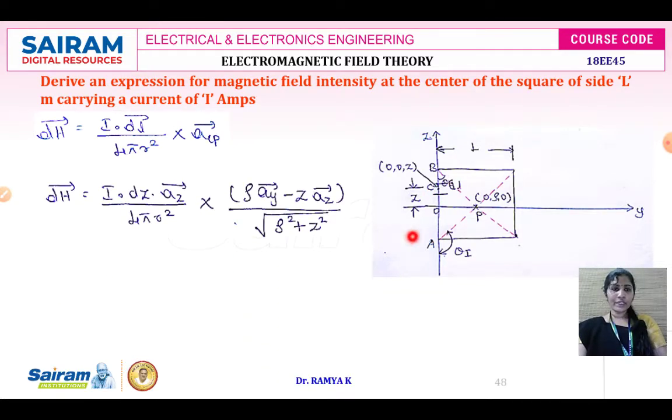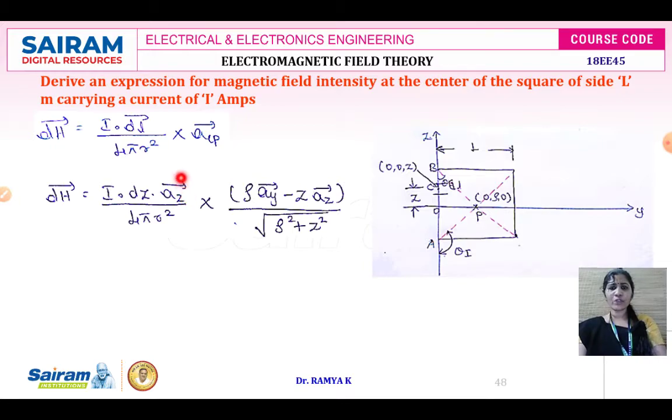When you identify the distance between the cause and effect, from point C to point P, it is effect distance minus cause distance: 0 minus 0 into ax vector, rho minus 0 into ay vector, so rho ay, 0 minus z, so minus z az vector, divided by the root of the distance between point C and P, which is root of rho square plus z square. And I dl, where dl is the differential current element, which is dz into az.